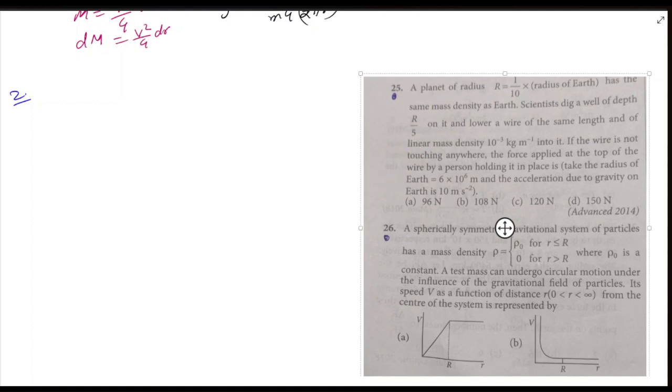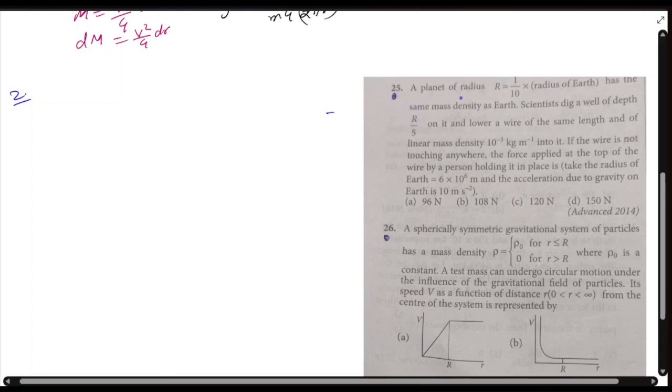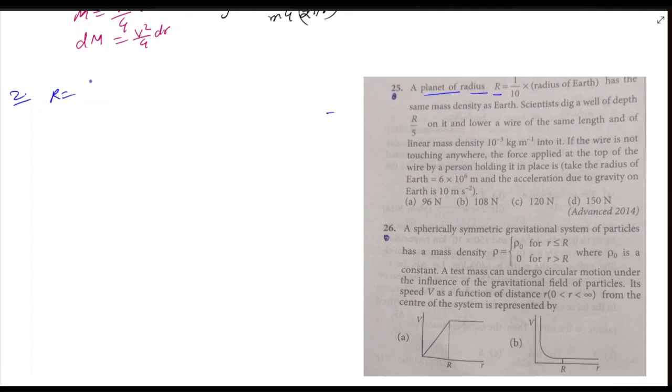Okay, so these are two questions. We have a planet of radius capital R, equal to 1 upon 10 of the radius of Earth, which has the same mass density as Earth. So the density of this planet, we can just write as the density of Earth. The scientists dig a well of depth R by 5.